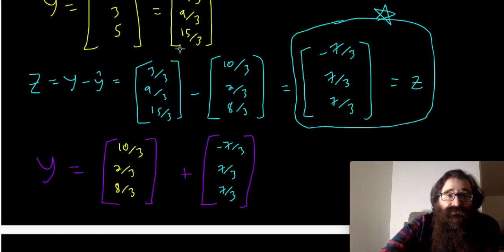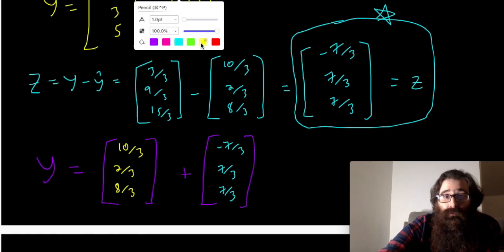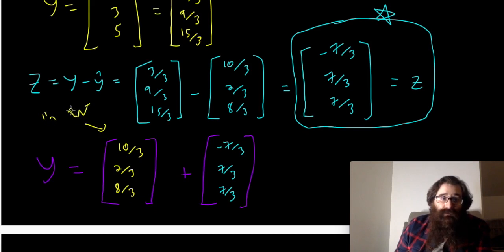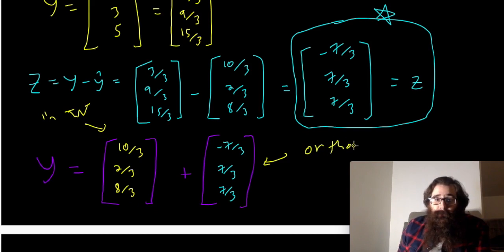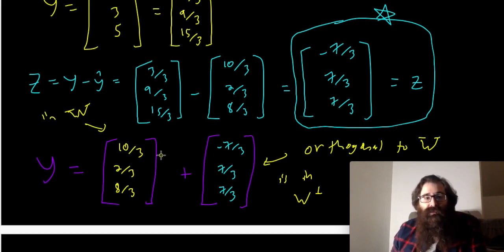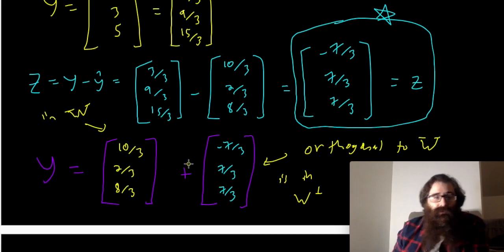But what's even cooler, I think, is that these are orthogonal vectors. So this vector here, this is in subspace W. And this vector here, z, is orthogonal to subspace W. You'd say this is in W perp. Very cool. And if you found the dot product of these two vectors, I'm not going to show it, but if you did, you'd see that their dot product is 0.